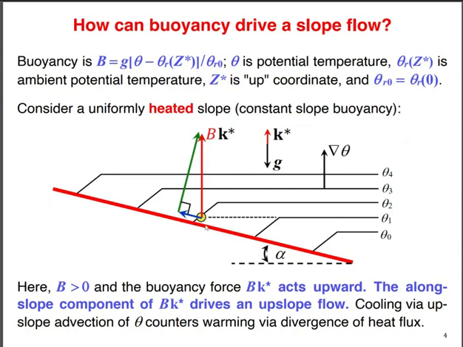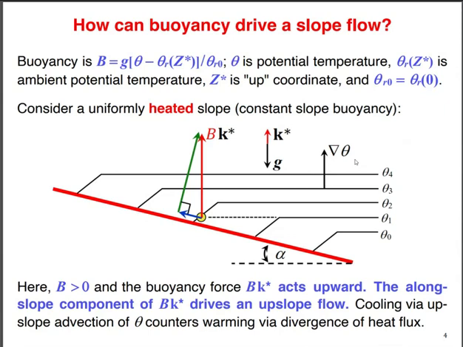So here we've got a heated slope. Alpha is your slope angle. We need to think about the environmental stratification. Environments are typically stably stratified, so your theta is going to increase as you move up. Here's our grad theta pointing up. Now we heat up the ground, like during the daytime, and it gets warm.